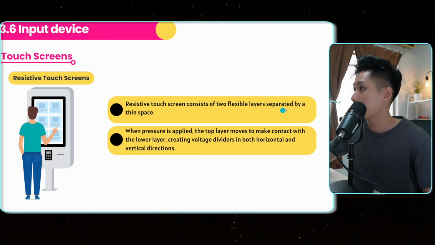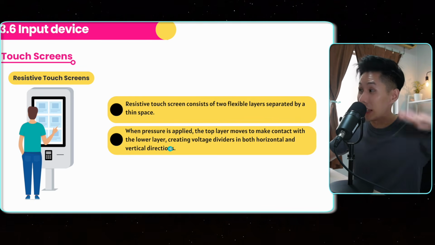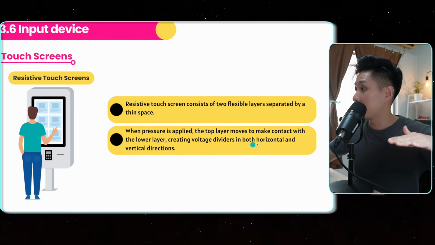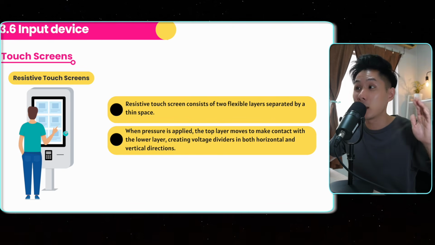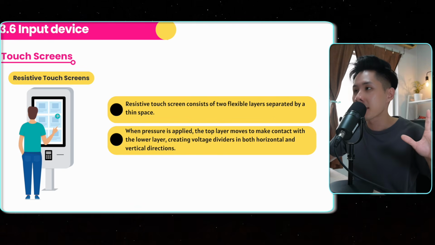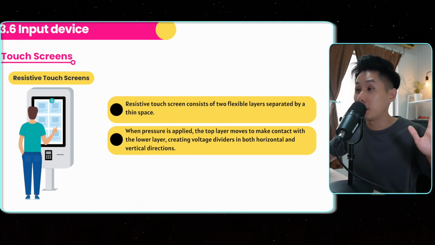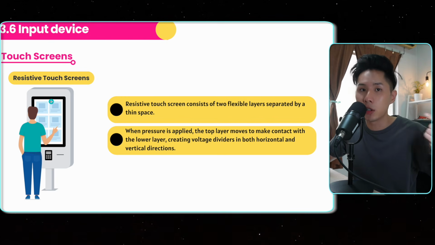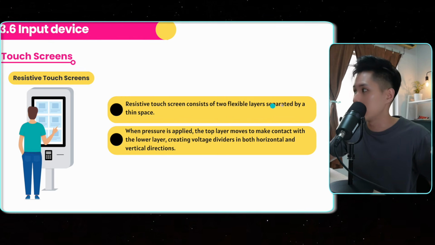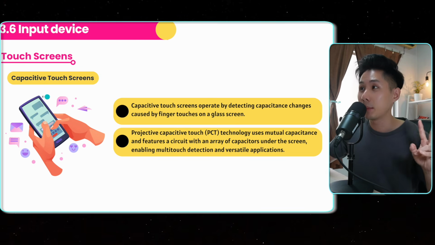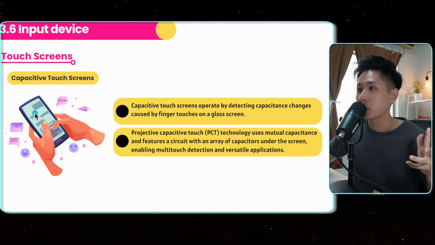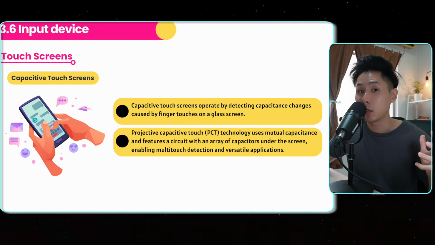They have 2 flexible layers separated by a thin space. When pressure is applied, the top layer moves to make contact with the lower layer, creating voltage dividers in both horizontal and vertical directions. The downside is that it's not very sensitive, but they are cheaper. And so they are being used in shopping malls or even the kiosk machines that you see in McDonald's or everywhere. The second type is the capacitive touchscreen, which is the screen used by phone manufacturers.